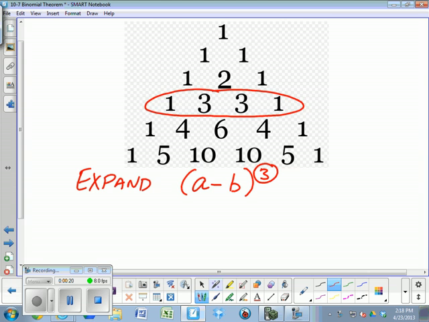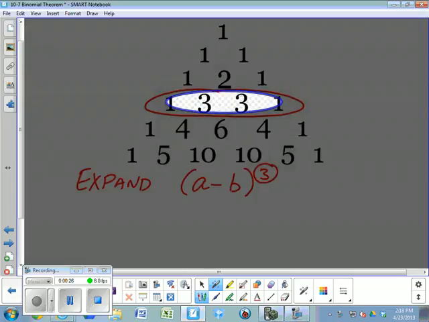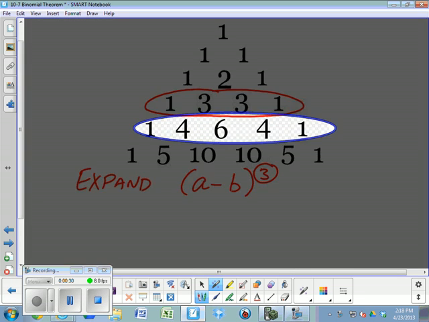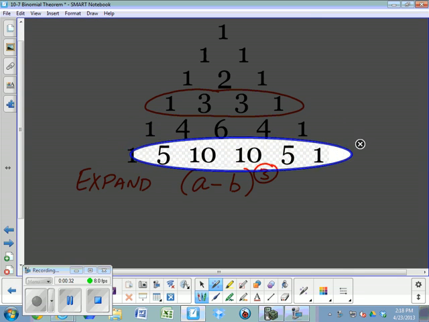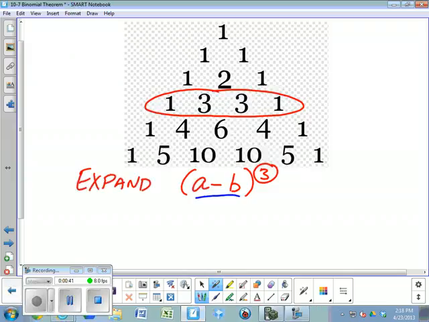If this would have been squared, we would have used this row. If it would have been to the third, we're using this. If it would have been to the fourth power, we would use this row. If it would have been to the fifth power, we would use this row. So the row in Pascal's triangle always corresponds to the exponent that you're raising this binomial to.